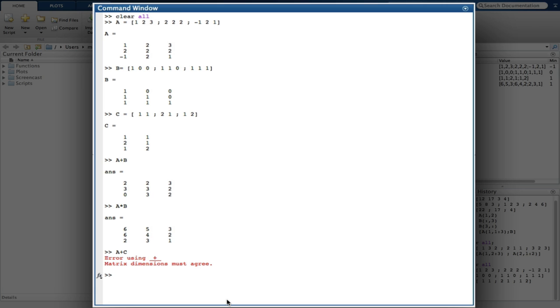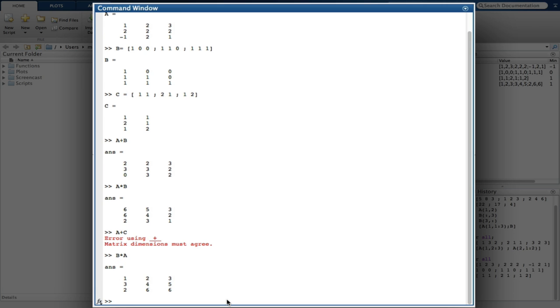The next one we are asked to try is B times A. This returns an answer because the matrices are compatible. But you'll notice that this is different from the previous calculation of A times B. This is because the elements are being multiplied in a different order.